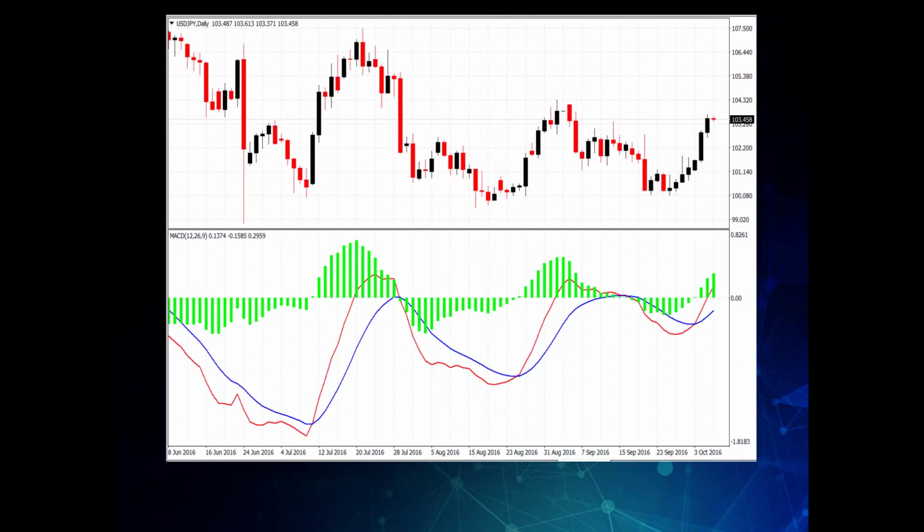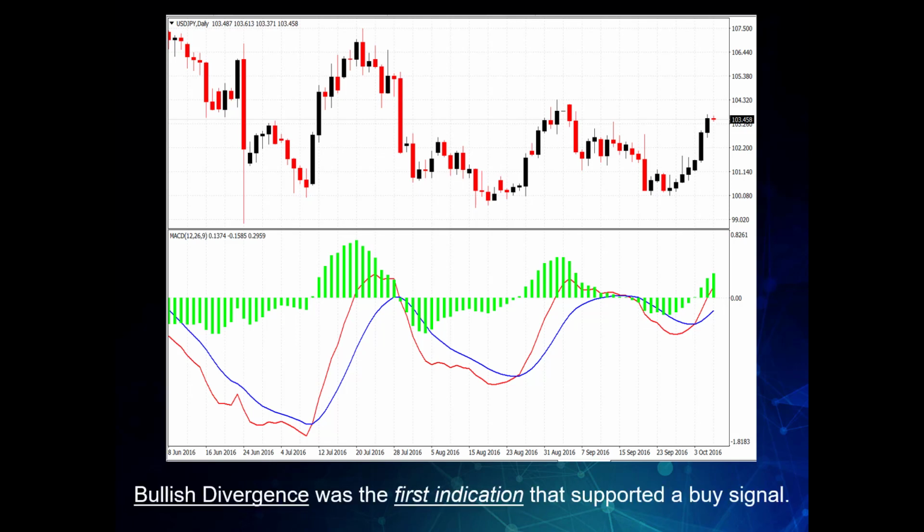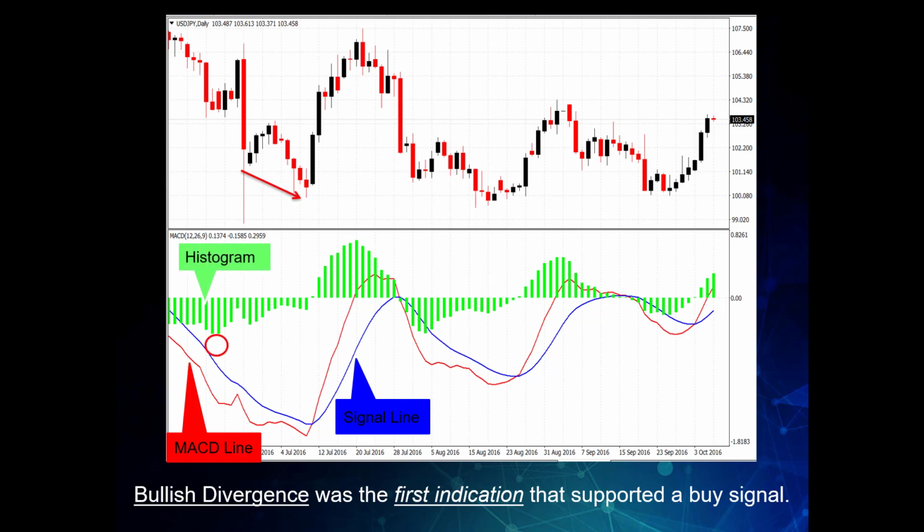Here is another example, looking at the daily dollar yen. Bullish divergence was first an indication that supported a buy signal. Here you have the MACD line, the signal line and the histogram. As you can see, the MACD histogram bottomed out at the time when dollar yen spiked down towards 99. The market recovered slightly and then started to sell off back to 100, and in all that time, the indicator was actually climbing.